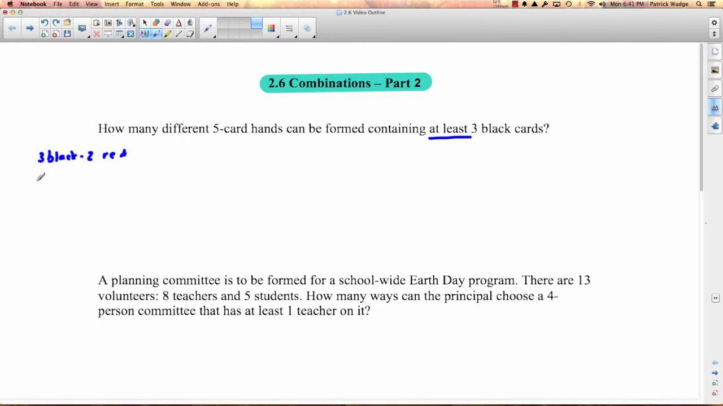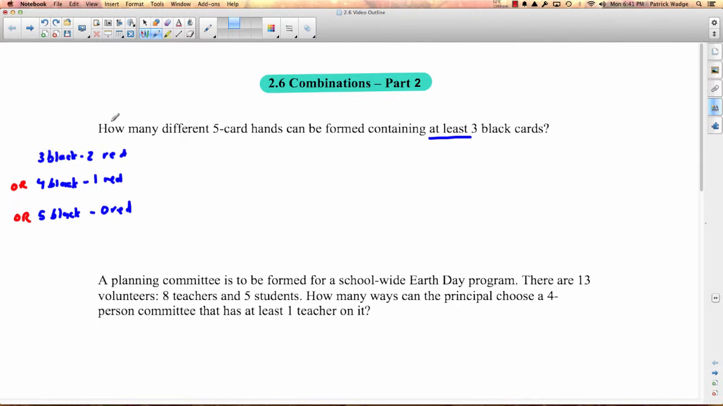You could also have 4 black, and then you'd only have 1 red. Or you could also have 5 black, and in that case you would have no red. So you're going to have to consider all those situations. Now, you can have this first situation, or the second one, or the third one. Wow, or, what does or mean? That means add.